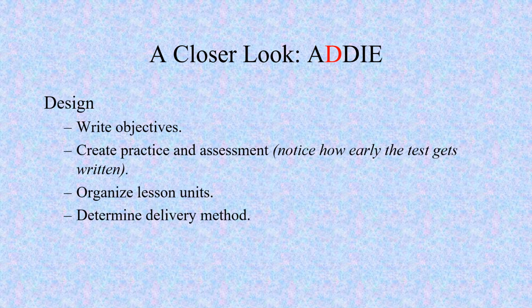After we perform a thorough analysis of the situation, ADDIE then suggests that we set about to design the instruction. Based on the analysis, we write objectives. We select media. We create practice and assessment. And notice that the assessment happens early in this process. When we look at the Dick and Carey model, we'll see very specifically how early this can take place and why it's important to set up that assessment early. So we look at organizing lessons and units, and again, looking at the method in which we're going to deliver that training or that education.